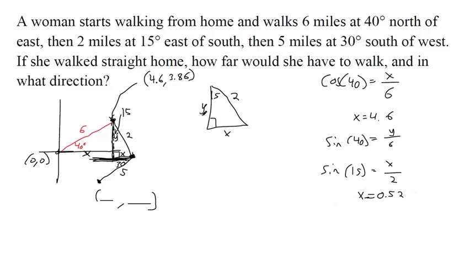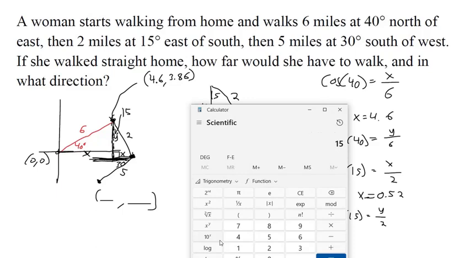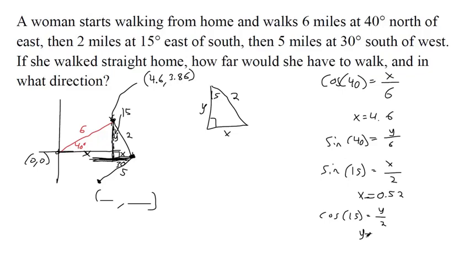And then y would be cosine, because cosine of 15 is the adjacent divided by the hypotenuse. So 15, cosine on our calculator, and then times 2 to get y by itself. Y is going to be 1.93. So we got for this coordinate, this point I should say, it's 0.52.